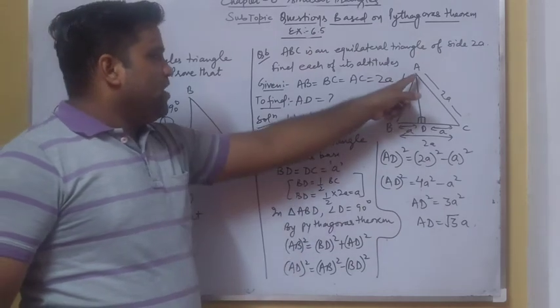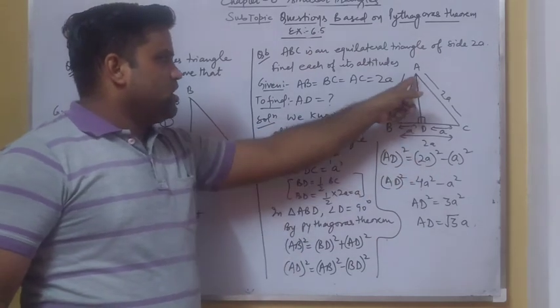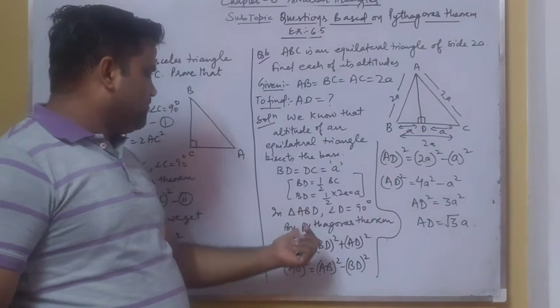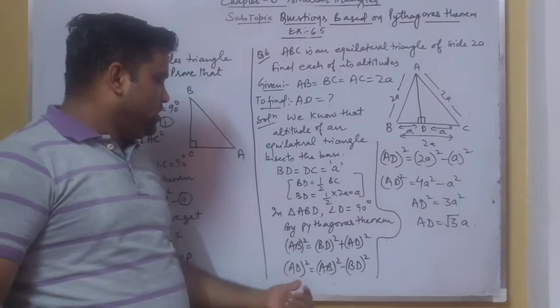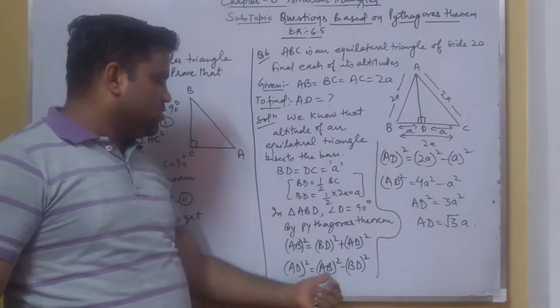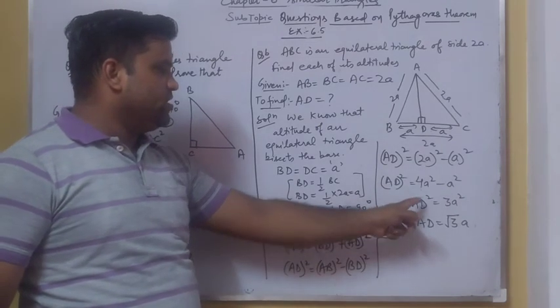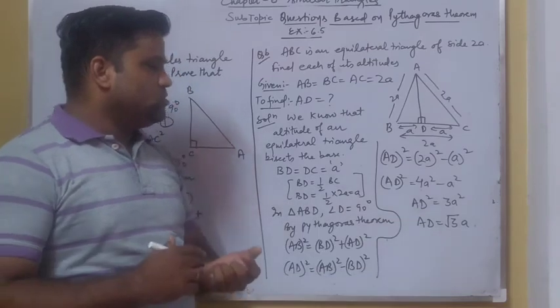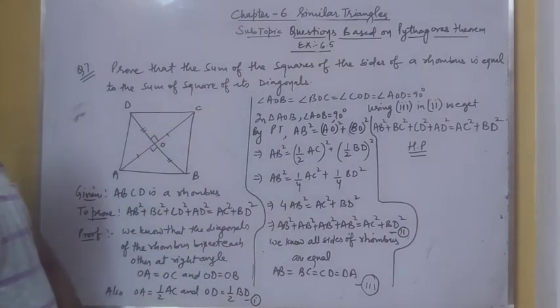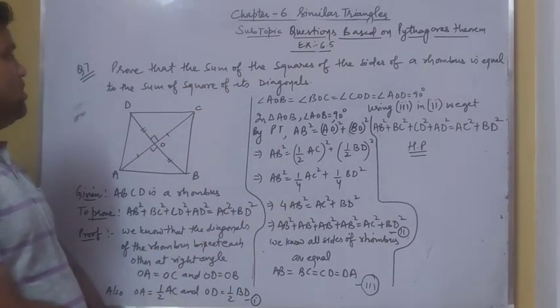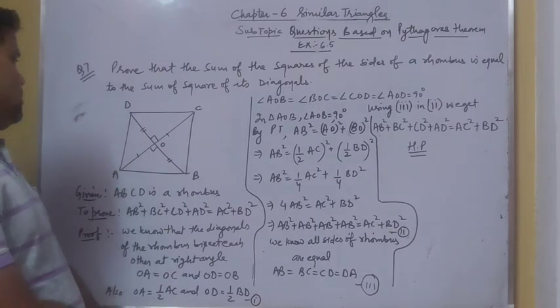Here I have given the explanation of this. So we apply the Pythagoras theorem in the triangle ABD. We get AB square equal to BD square plus AD square. As we want AD, so we write AD square equal to AB square minus BD square. On putting all the values, we get the value of AD equal to root 3 A, which is the answer. Question 7. Prove that the sum of the squares of the sides of a rhombus is equal to the sum of squares of its diagonals.